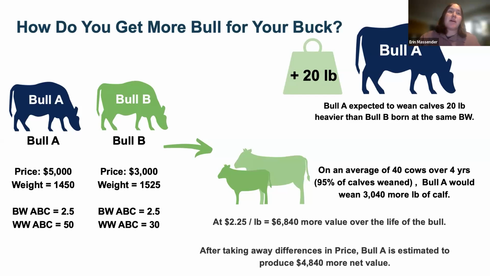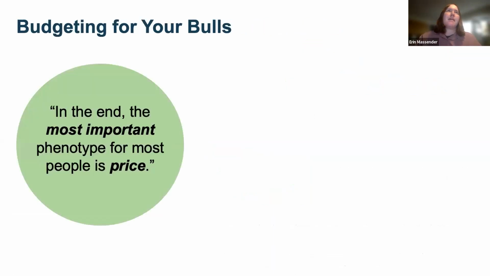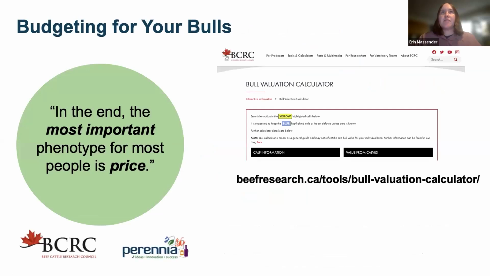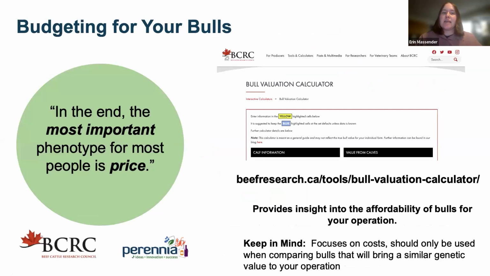Now, we should consider the difference in price because obviously bull A was more expensive. But even so, after subtracting 2,000, bull A is expected to produce $4,840 more net value to our operation. In terms of actually budgeting for the bulls, I would highly recommend checking out the BCRC's bull valuation calculator. It provides insight into the affordability of bulls for your operation. But do keep in mind it focuses mostly on costs, so it should only be used when comparing bulls that will bring a similar genetic value to your operation.